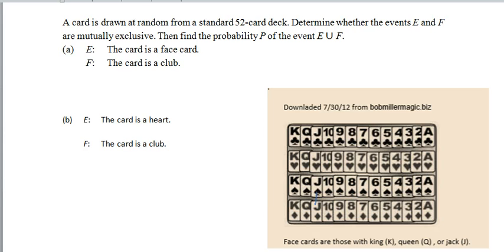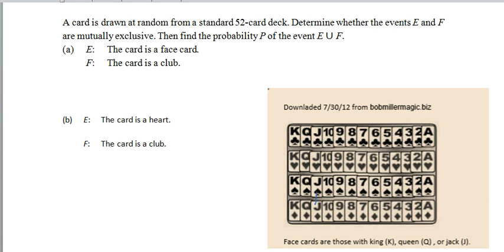One card is drawn at random from a standard 52 card deck. Determine whether the events E and F are mutually exclusive, and then find the probability of E union F. That is the probability that either E or F occurs.